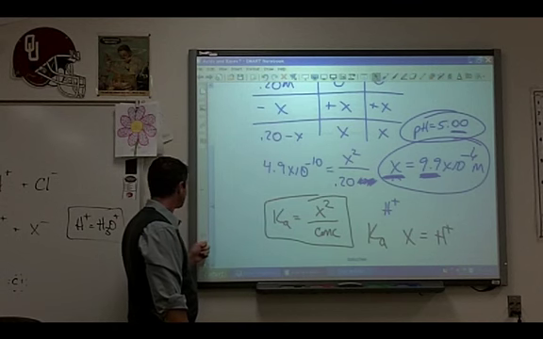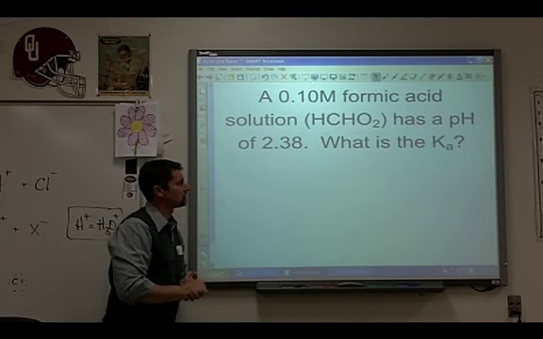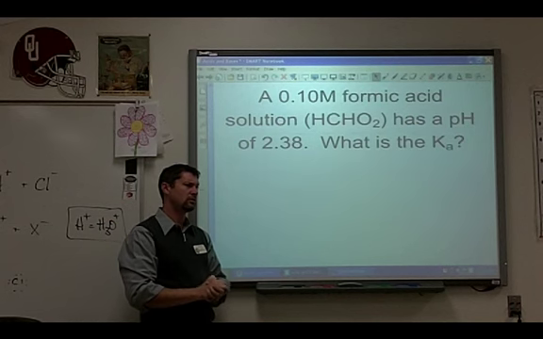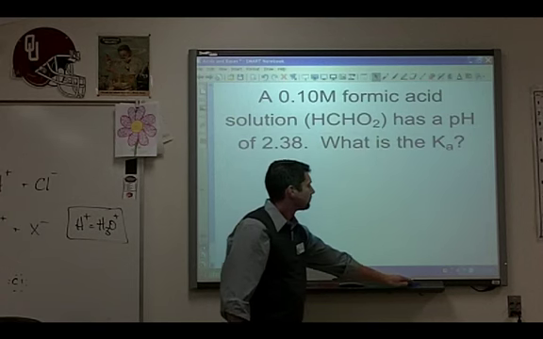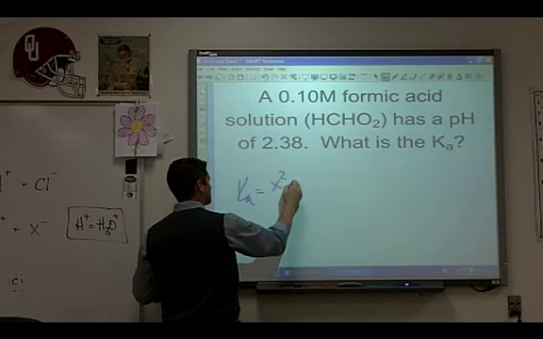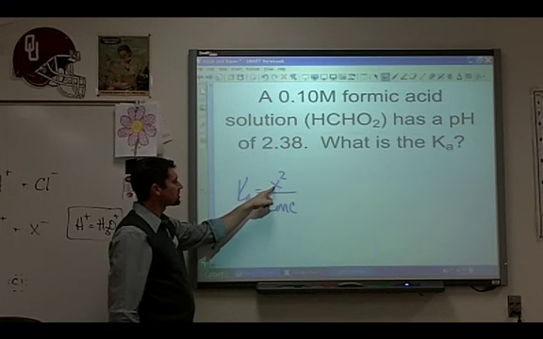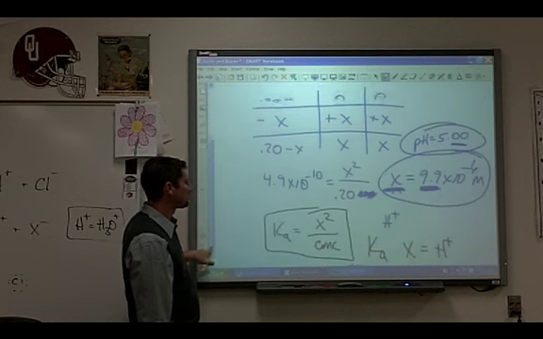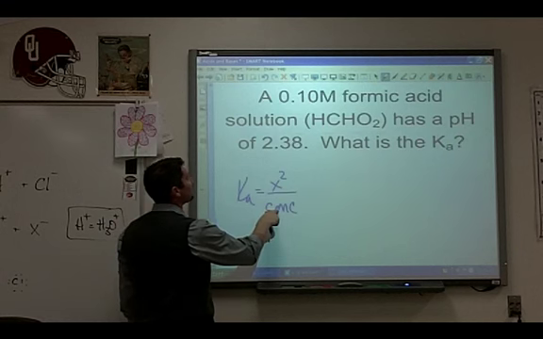Alright, let's try another one. A 0.1 molar formic acid solution has a pH of 2.38. What is the Ka value? Okay, didn't I say it's always Ka equals x squared over concentration? Yeah. Okay? And what did I just say x is? I just said x is the concentration of hydrogen. That's right. Okay. Well, I have concentration.